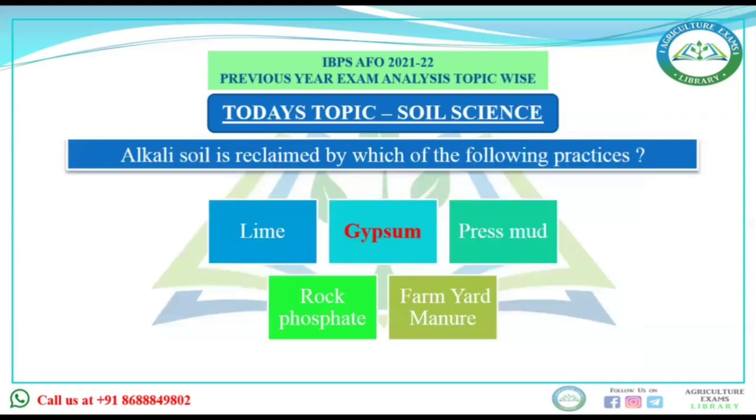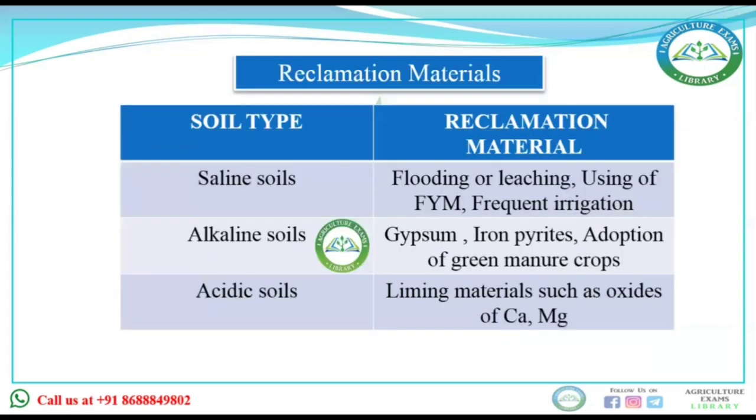Now, next question is, alkali soil is reclaimed by which of the following practices? Options are lime, gypsum, raised mud, rock phosphate, farmyard manure. I know you know the answer. It's gypsum. See, suppose it's saline soil. For the reclamation of saline soil, we want to remove the salts from the soil surface. For that, you can do flooding or leaching, because when you do flooding or leaching, along with the water the salts will also leach out.